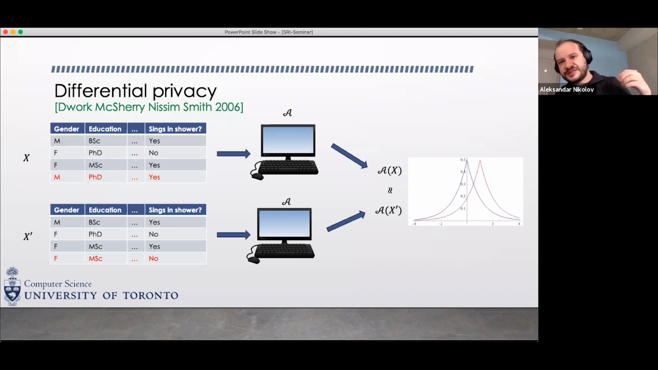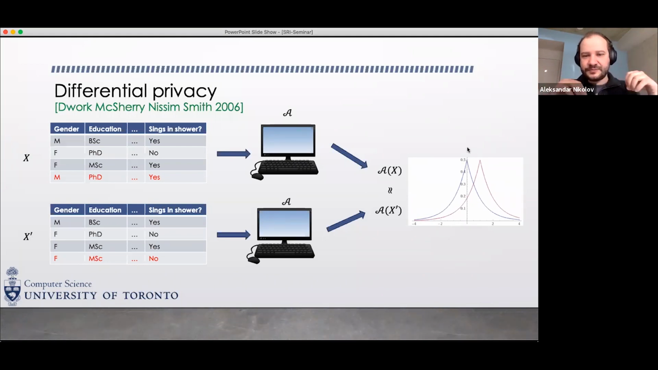Really, these algorithms are random. So inside the computer, the algorithm flips some random coins and makes some random decisions. And then it produces some random output based on the data set. And the random output that the algorithm A produces on data set X, and the random output that the algorithm A produces on data set X prime, those two random outputs should have almost the same probability distribution. Okay. And this is what I've tried to show as this graph.